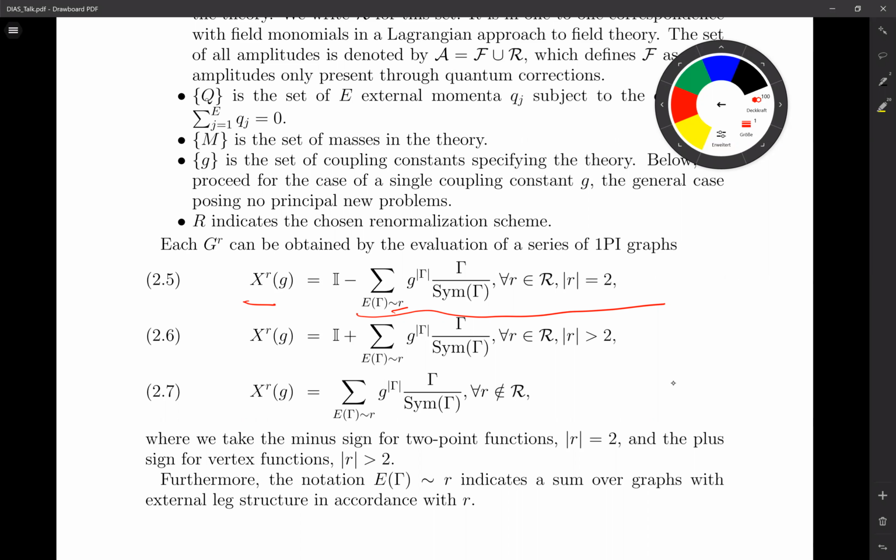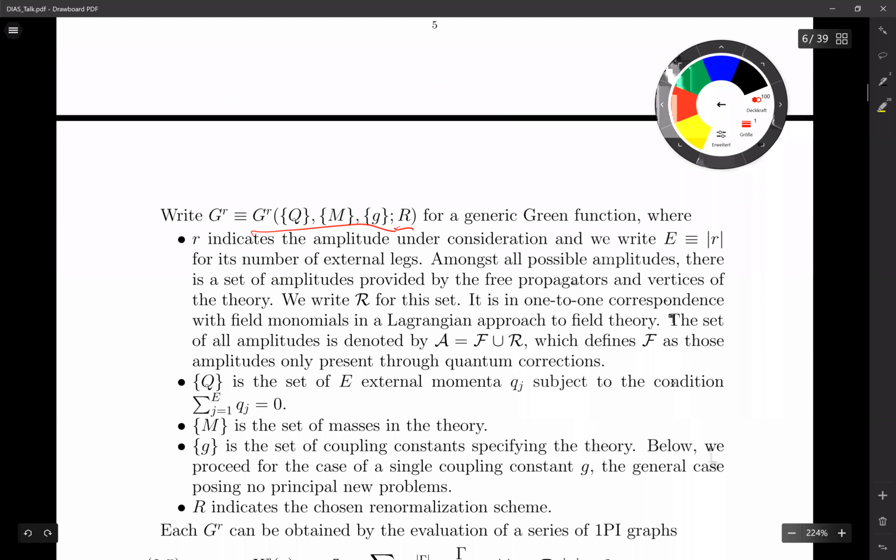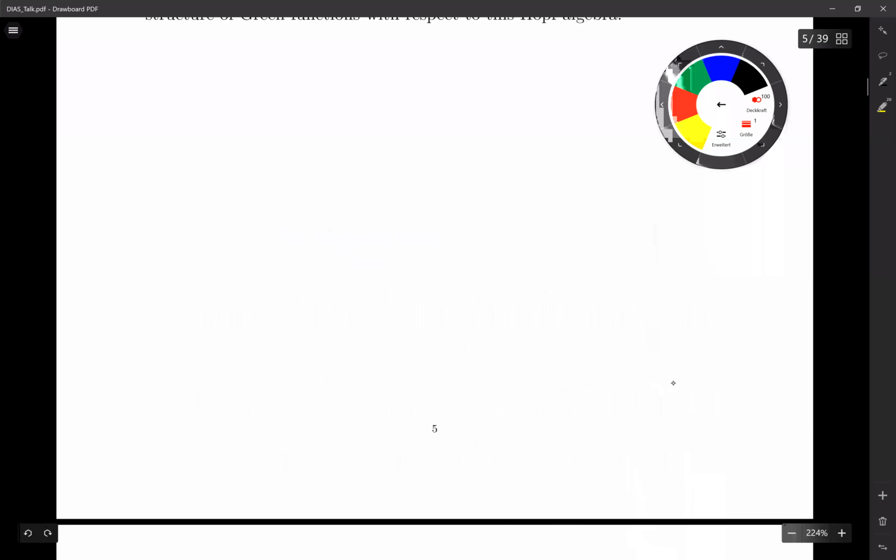Sorry, Dirk, just your sub-Hopf algebra is a closed system if you fix the loop order. Yes, correct. That's correct. Okay. And you mentioned that it needed to be renormalizable. I didn't see why at a given loop order it needs to be renormalizable.